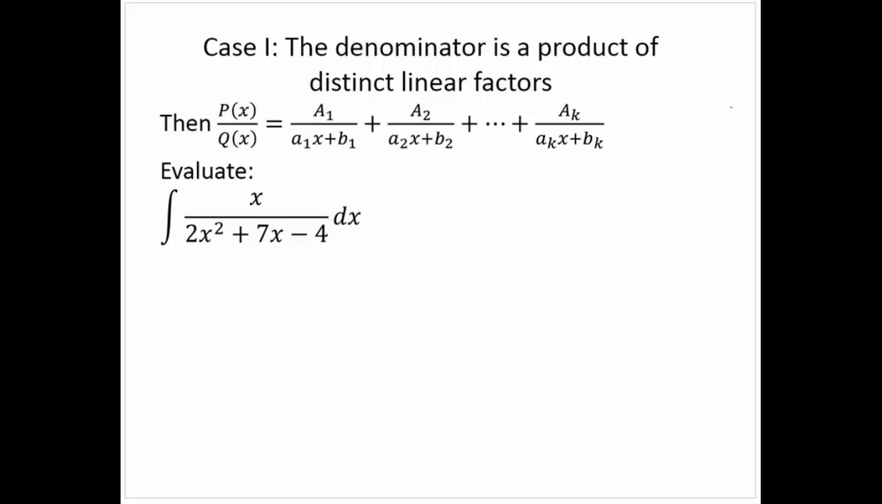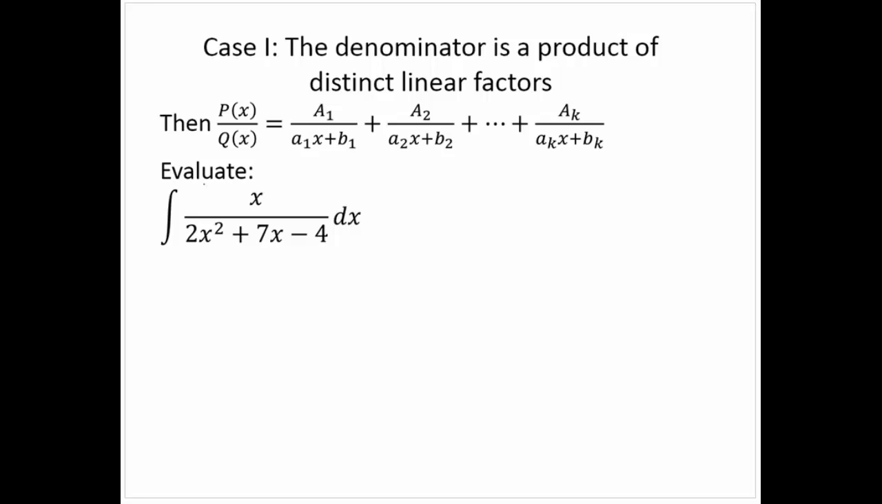The first case is if the denominator is a product of distinct linear factors. So we don't have any factors that are being squared in the denominator, and they're all linear. If that happens, if we only have distinct linear factors in the denominator, then we can write the rational function as A1 over a1x plus b1 plus A2 over a2x plus b2, etc. Now what does that mean?